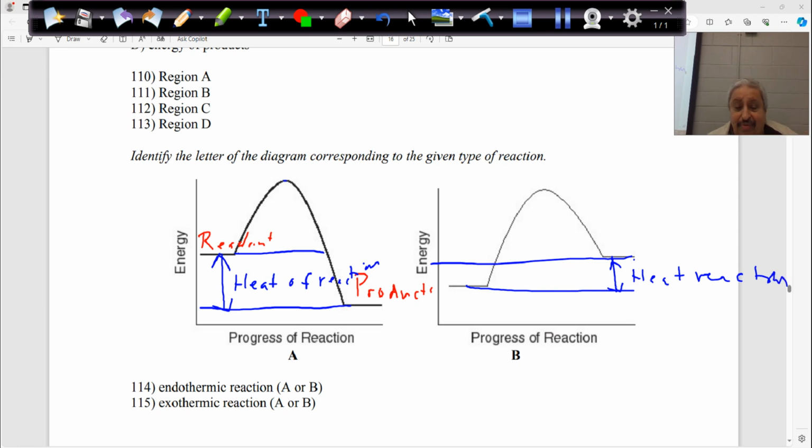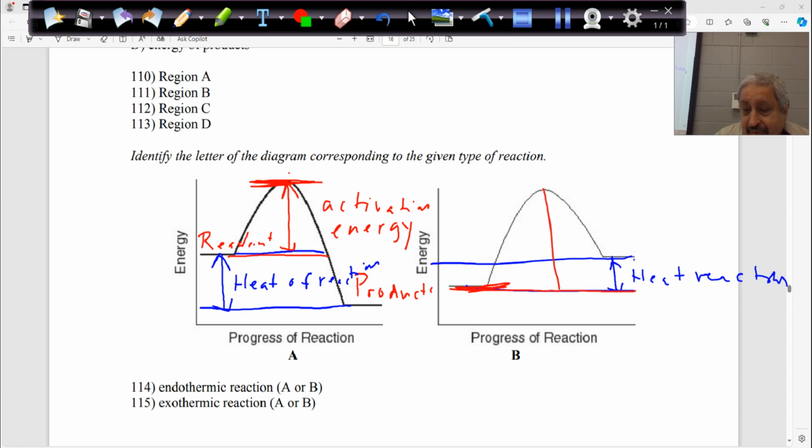Okay, now from the bottom here, from this base of the reactant to the peak here, this is called activation energy. It is the energy needed to start a chemical reaction. So here it is. This is activation energy.